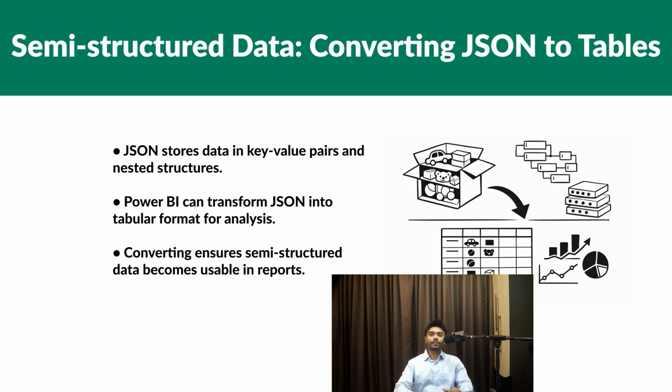To analyze it, in Power BI, the structure must be flattened into rows and columns like this, turning keys into headers and values into cells. Expanding arrays and objects ensures every detail is mapped into a tabular format. This conversion transforms semi-structured JSON into clean tables ready for reporting and visualization. Let's meet in our next lecture.